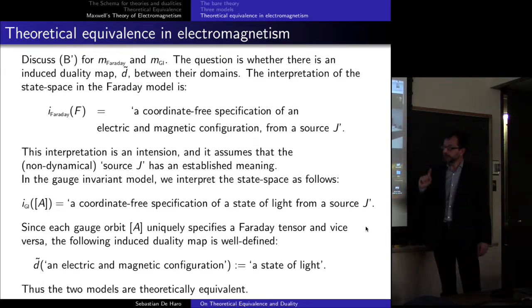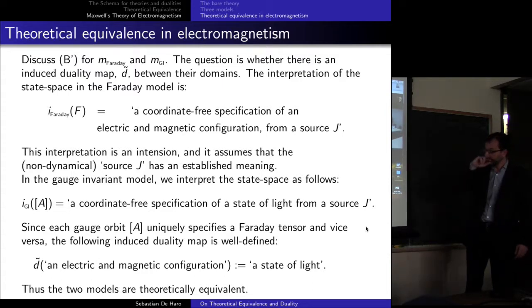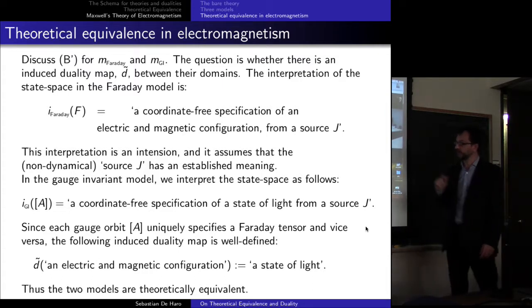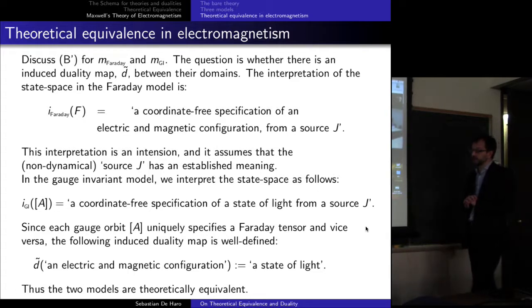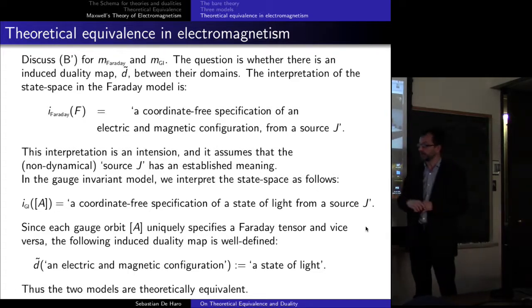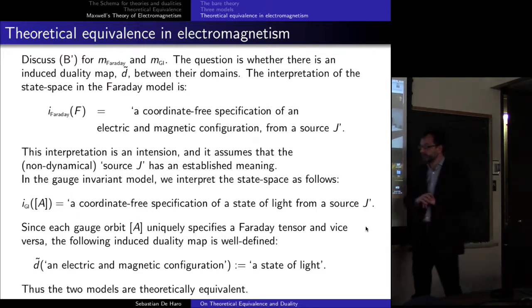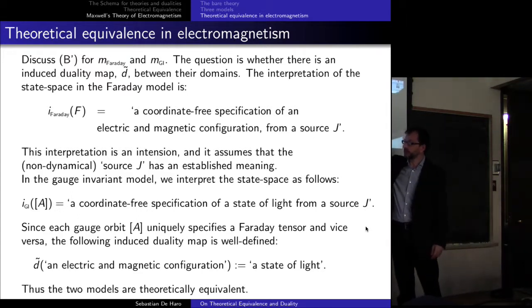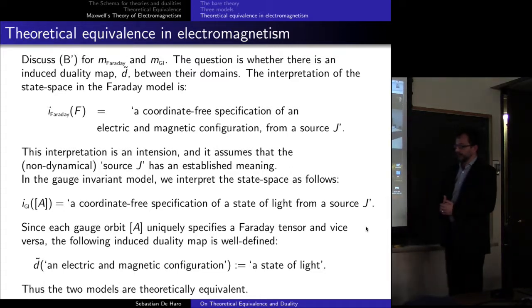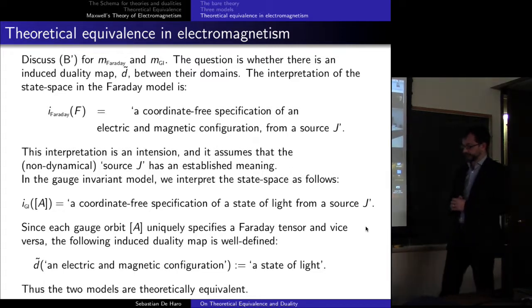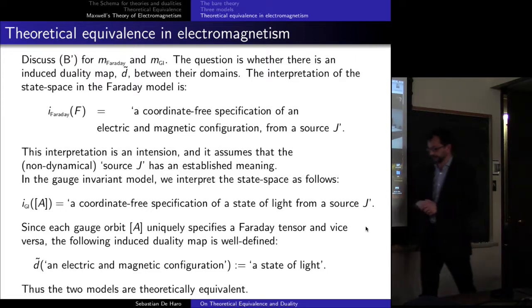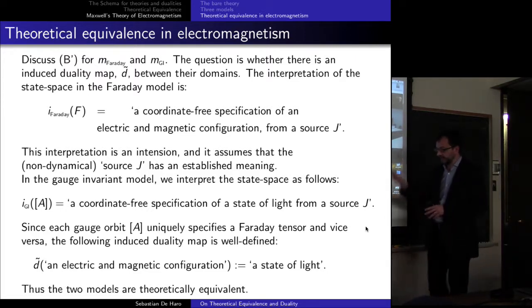So now let's focus on the two models that are dual, so that's the Faraday model and the gauge invariant model. The question is whether there exists such an induced duality map so that they could be theoretically equivalent. So what is the interpretation of these models? The interpretation of the Faraday model I already gave: a coordinate-free specification of an electric and magnetic configuration from a source J. So this interpretation is an intention, like I said before.